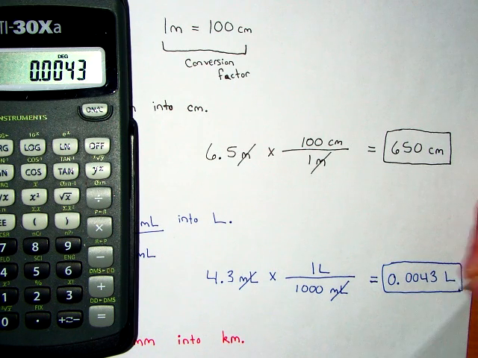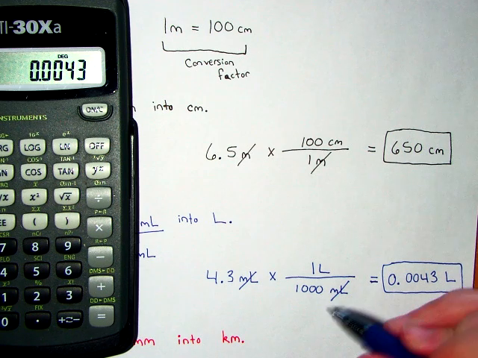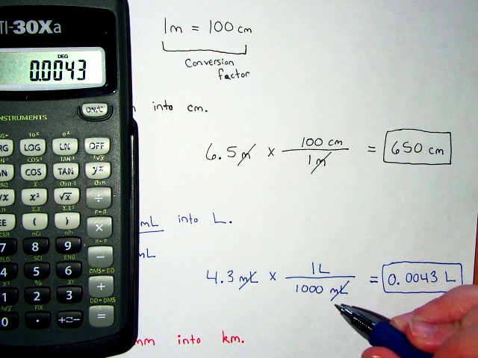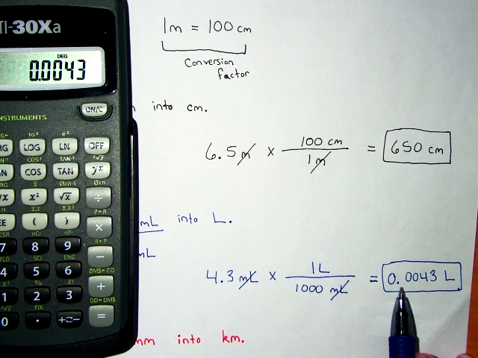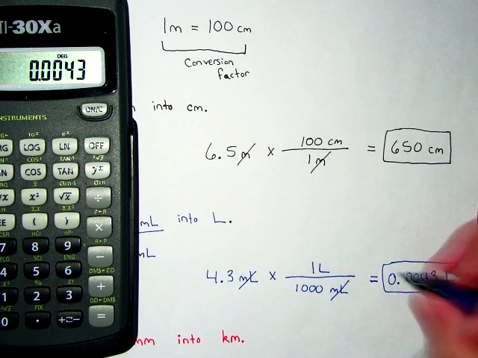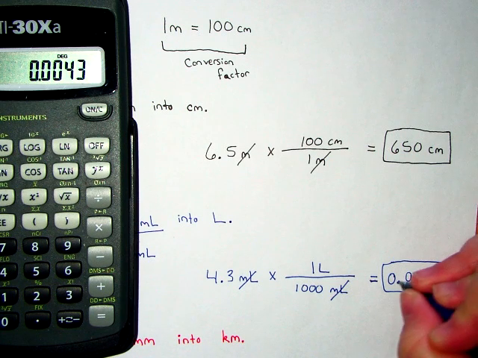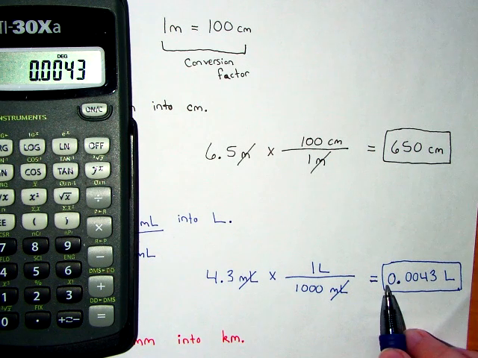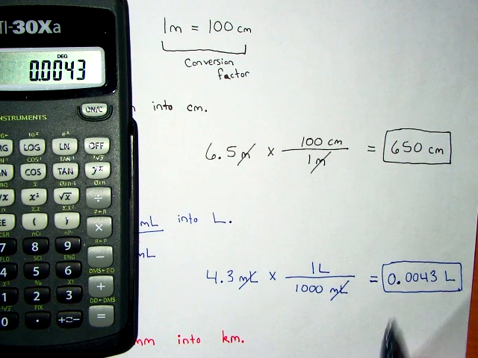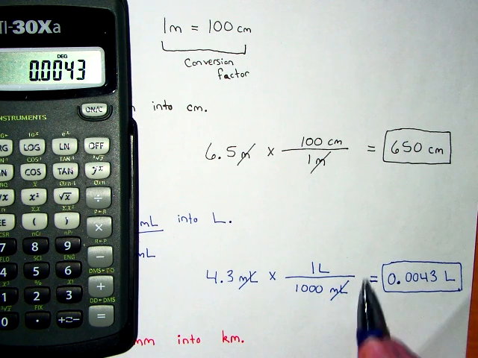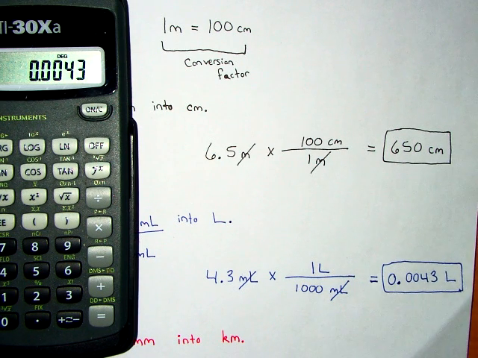Remember that liters is always a capital L. Even in milliliters, it's a little m, big L. And notice how when I wrote my decimal, since it's less than 1, I put the 0 in the front. 0.0043. I did not just leave that blank. I made sure to put that 0 there because it makes it correct.